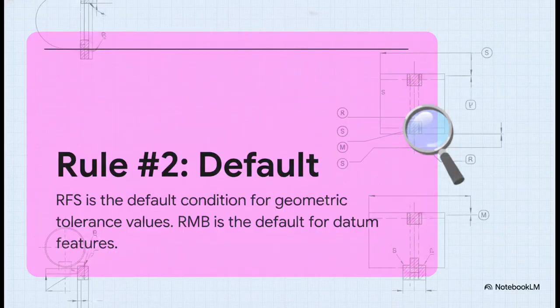Well, if you said B, you nailed it. The correct answer is B, no. This trips people up all the time, but according to paragraph 5.9.1, rule number 2 dictates that regardless of feature size, or RFS, is the absolute default condition for geometric tolerance values. And on top of that, regardless of material boundary, or RMB, is the default for datum feature references.